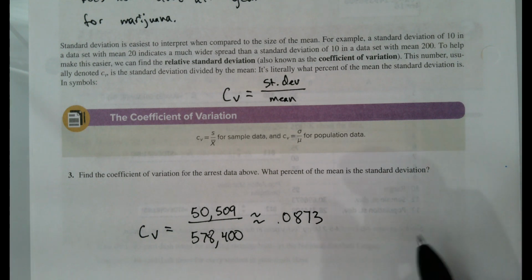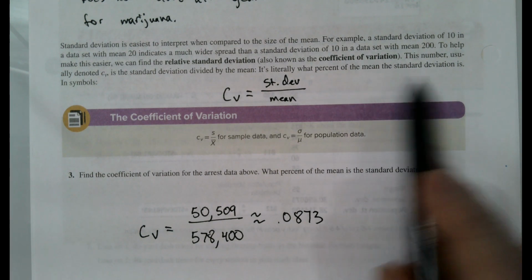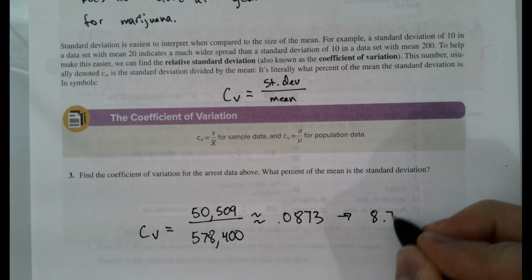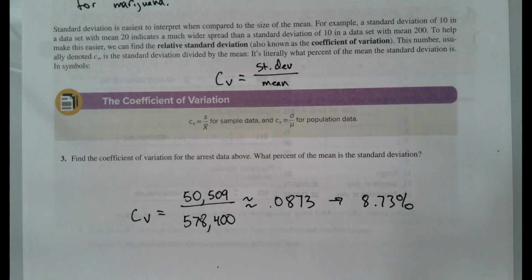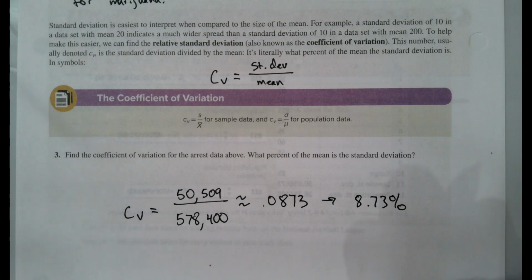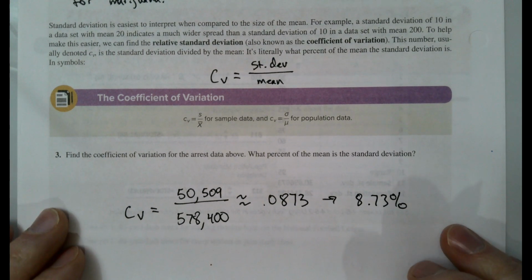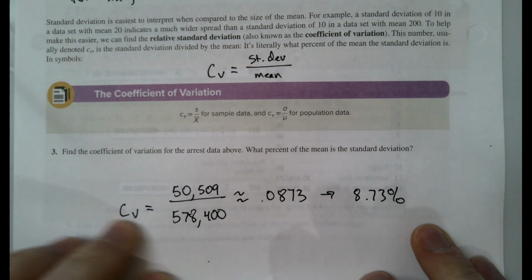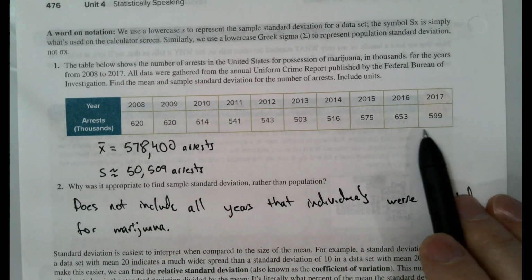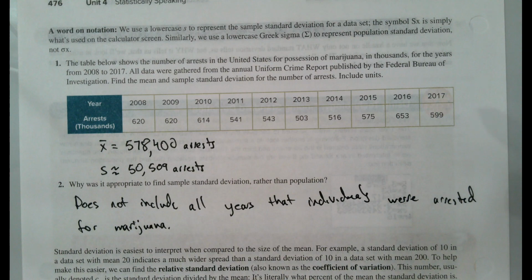It's the percent of the mean that is the standard deviation. So 8.73% of the mean is standard deviation. That's not particularly high. So what that's telling us is the data set, like we noted just by looking at the data values, is not that spread out. They're fairly clumped together, which tells us that arrests were fairly constant in this time frame. The number of arrests remained relatively the same.